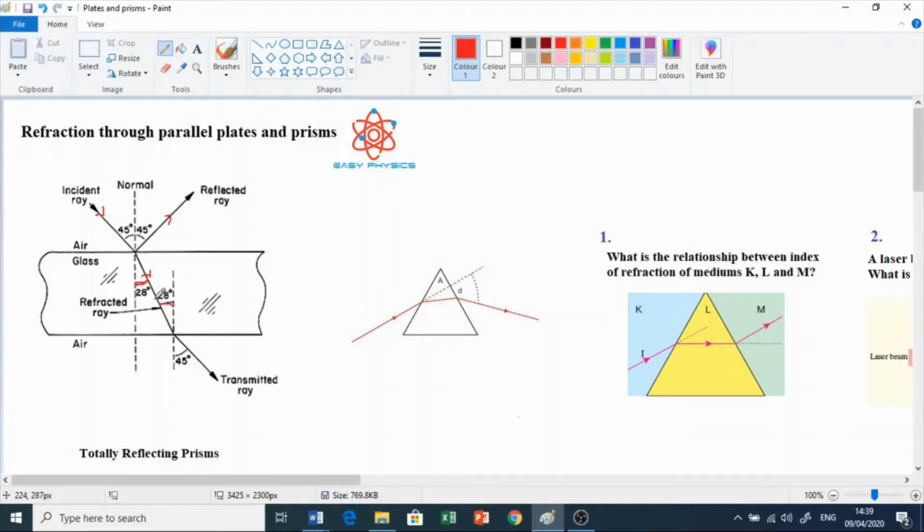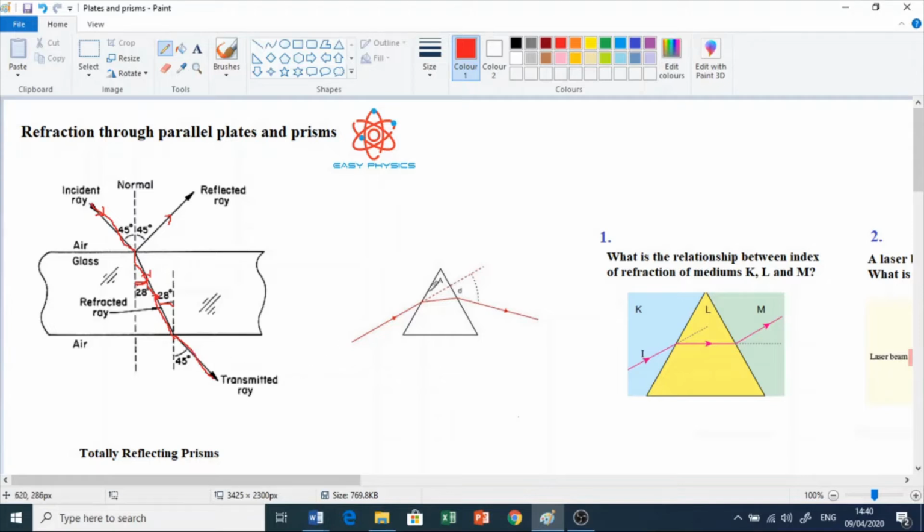Now, moving from glass to air like this is the same as moving from air to glass like this. Both will be the same. That's why this angle is also going to be equal to 45 degrees.